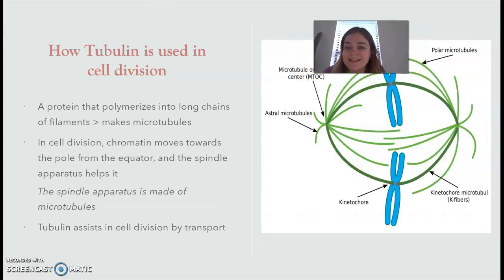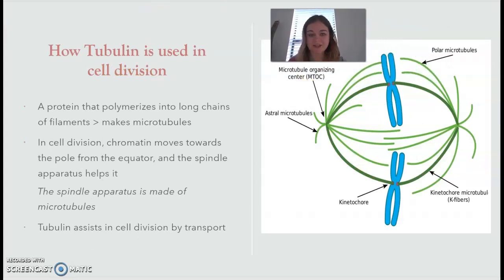So how exactly is it used in cell division and in mitosis? What is that main role that it plays? It polymerizes into long chains of filaments, which makes microtubules. So microtubules are part of the spindle apparatus, which is, of course, those spindle fibers that are on the opposite poles of the cell when mitosis is taking place. So in cell division, chromatin moves towards the pole of the equator, and that spindle apparatus helps it to move.